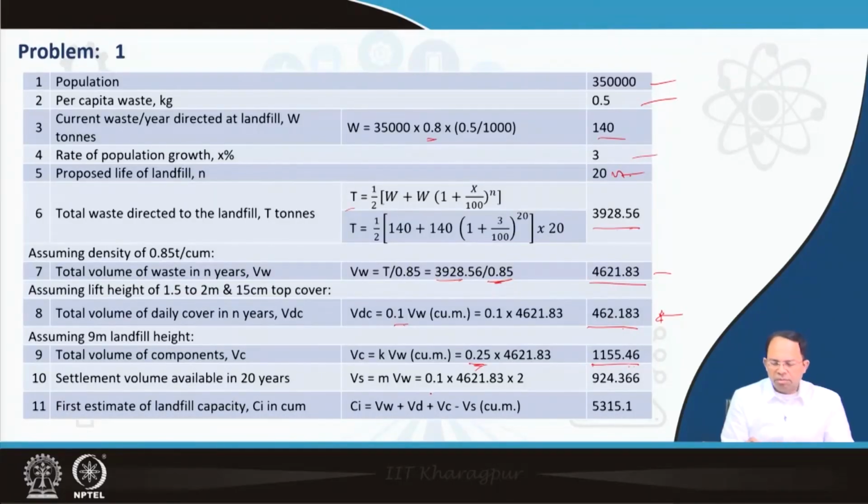Then settlement volume 10%, and because there are two phases, it is multiplied by 2, because every 10 years we can estimate settlement, but you can ignore this 2. In that case, it would be half of this. But anyway, you can also consider a little bit higher settlement as well, because it is for a 20-year period. Final estimate of landfill capacity is as per the formula given earlier, which comes to around 5315 meter cube of space that is required.